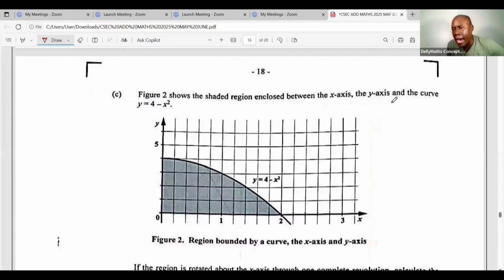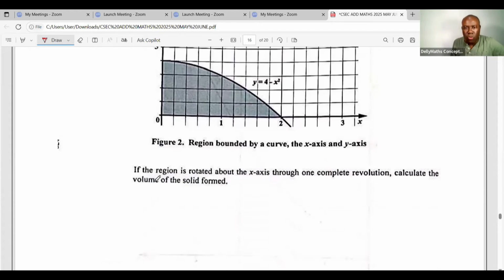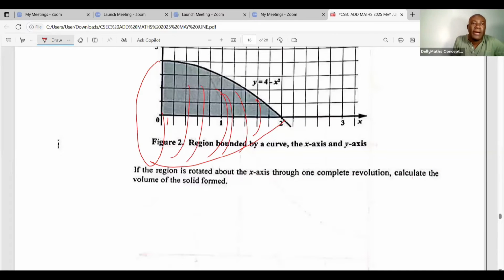For this one, it says figure 2 shows the shaded region enclosed between the x and the y axis, and the curve y is equal to 4 minus x squared. If the region is rotated about the x-axis one complete revolution, calculate the volume. So we're going to take this, it's going to go around the x-axis, and it's going to create some solid that looks something like this, right?